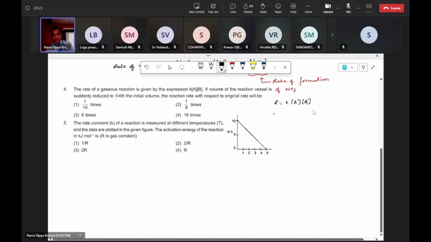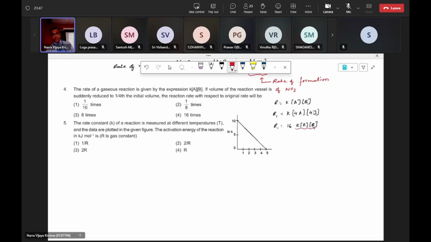So, what do I have to write? R1 is equal to, now new rate, I don't know. K into, what happens to concentration of A now? 4 times of concentration of A. What about B? 4 times of concentration of B. So I will write R1 equal to 4 4s are 16 into K into concentration of A into concentration of B. This K into concentration of A into concentration of B can be written as R. Means what is the new rate? R1 is 16 times of R. So the rate increases by 16 times. Correct? Now come to the next one.